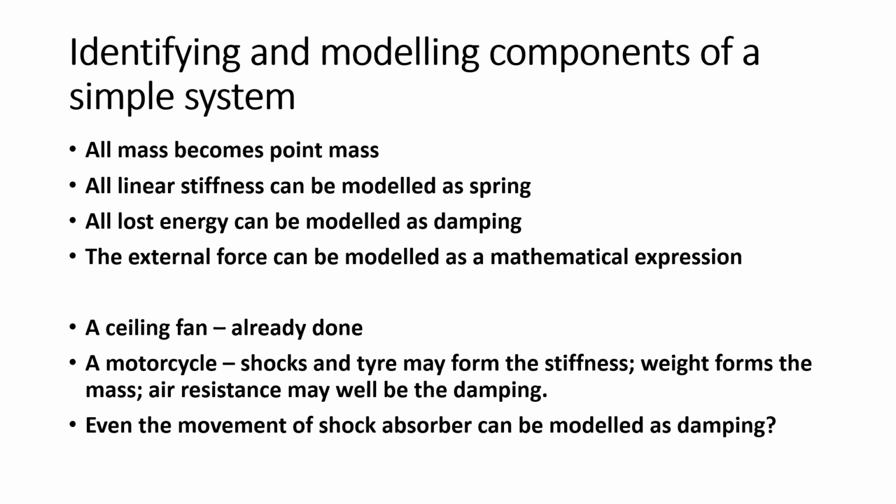So let's just start by modeling a very simple system. A ceiling fan or a motorcycle. Let's take a look at a motorcycle. We can reduce the entire mass into a single point mass. The shock absorber and the tires put together form the stiffness. The metal structure of the motorcycle, the chassis, forms a stiffness. The air resistance forms the drag to the motion. So you get less displacement out than the energy that you put in.